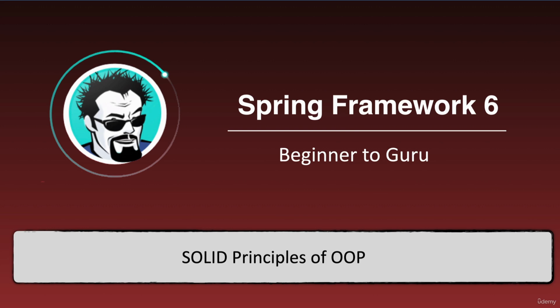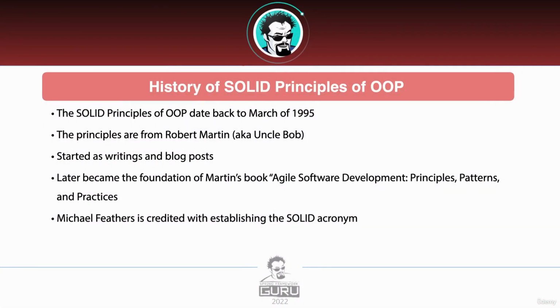In this video, we are going to talk about the SOLID principles of OOP, or Object-Oriented Programming. Now, the history of SOLID principles goes back to March of 1995. They were originally concepts by Robert Martin, also known as Uncle Bob. These started as a variety of writings and blog posts, and then they later became the foundation of Martin's book called Agile Software Development: Principles, Patterns, and Practices.